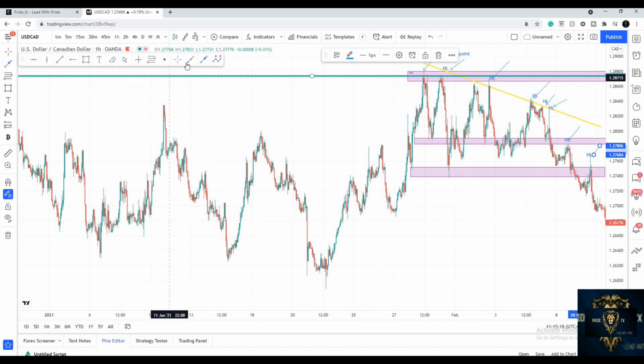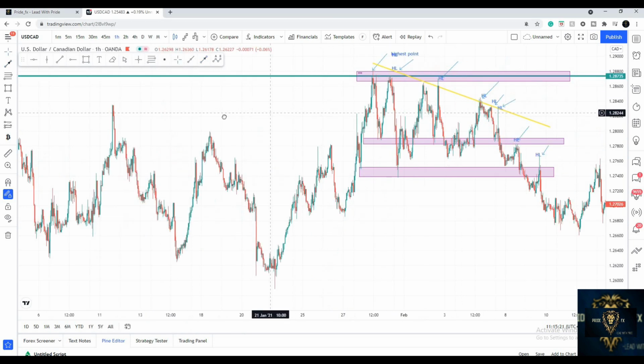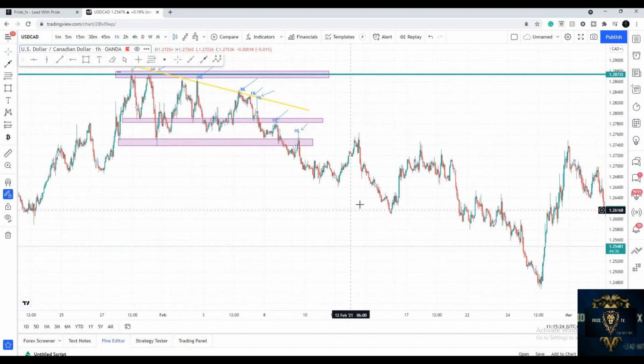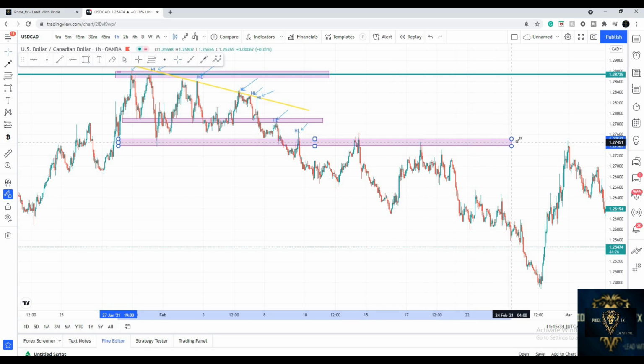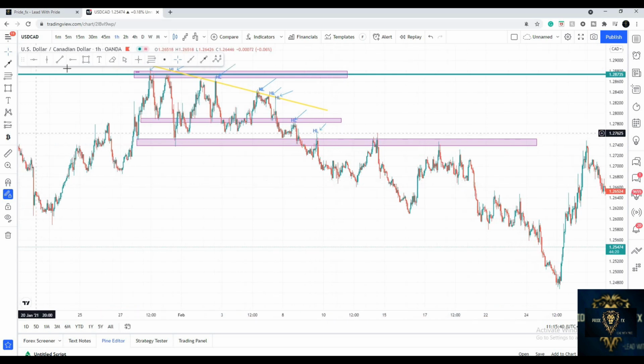Now, what I want you to also take note of, right? What I want you to take note of is that you can still use that support as a brand new resistance, right? So what you can do actually is just drag it over like that. And if you're looking carefully, there was a new place where the market went to go and rest.